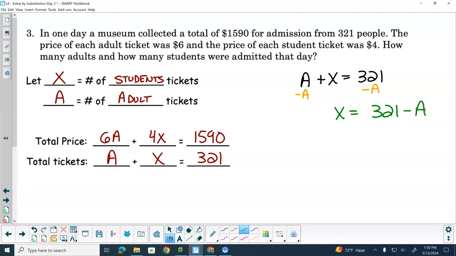Okay, we're back into it. So now I'm going to take that 321 minus a, and I'm going to plug it in for x in my other equation, correct? So that's going to look like 6a plus 4x equals 1,590. Now you're just going to write the rest of it.